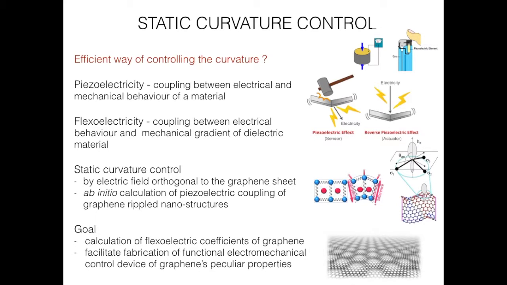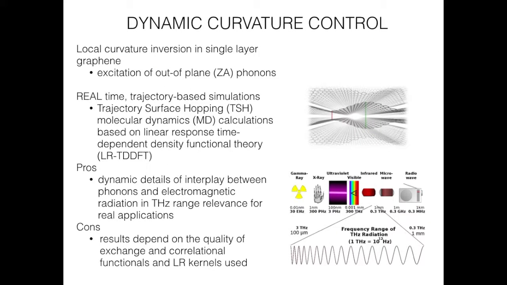Semi-metallic pristine graphene is neither piezoelectric nor flexoelectric because it is centrosymmetric. However, after manipulation via corrugation, doping, deformation, and so on, graphene can behave as a dielectric. We aim to study flexoelectricity in curved graphene to elaborate local curvature control mechanisms with electric field.